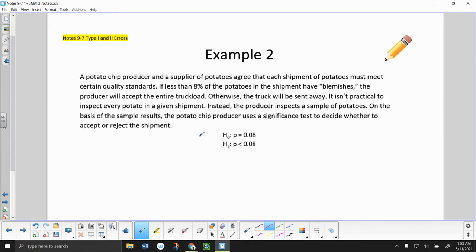All right, so let's look at another example. A potato chip producer and supplier of potatoes agree that each shipment of potatoes must meet certain quality standards. If less than 8% of the potatoes in the shipment have blemishes, the producer will accept the entire truckload. Otherwise, the truck will be sent away. It isn't practical to inspect every potato in a given shipment.